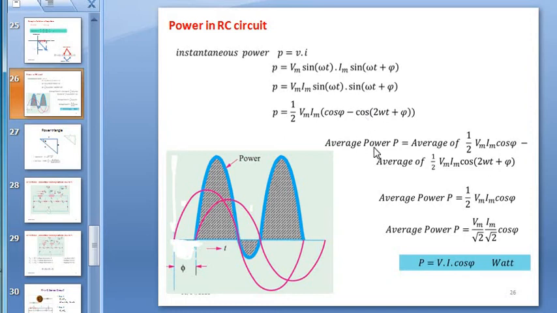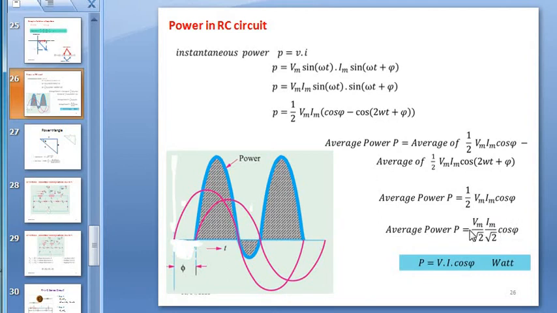How to obtain the average power? The average of the first component and the average of the second component. The average of the second, fluctuating component over a complete cycle is 0. Therefore, the average power consumed by the RC circuit is only the average of the first component, which is equal to half of Vm Im cos phi. Mathematically, we can rewrite it as Vm by root 2 into Im by root 2 cos phi.